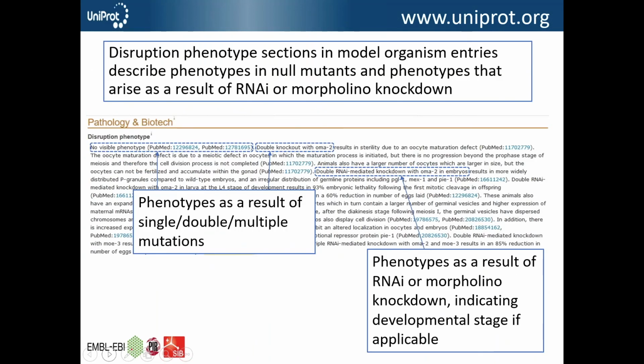Now for model organisms such as C. elegans and Drosophila or Xenopus, we don't actually provide disease information, but we do provide a section which we call disruption phenotype, which describes phenotypes of null mutants and phenotypes that arise as a result of single, double, multiple mutations, or as a result of RNAi or morpholino knockdown. And if it's relevant, we'll indicate the developmental stage.